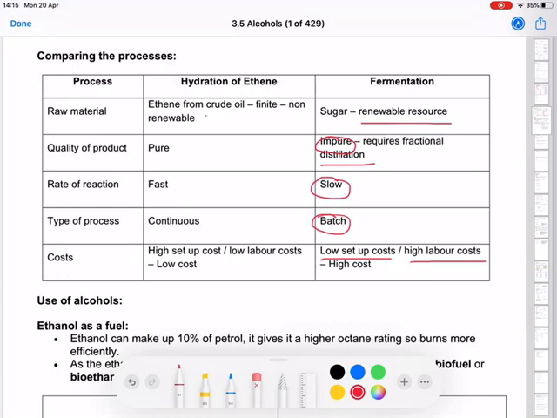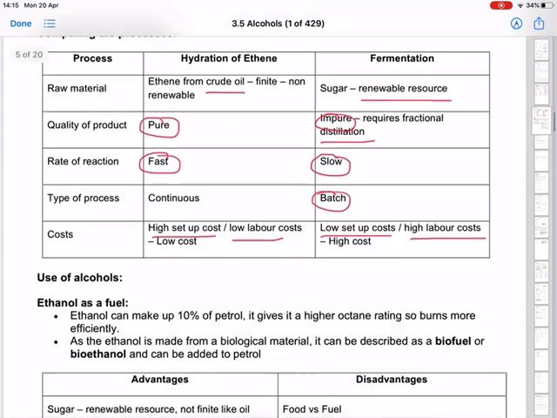The other type, hydration, this comes from crude oil, which means it's not renewable. And of course, therefore, it won't be carbon neutral either. The product is pure because you only get one product, and we can manipulate the rate of the reaction so we can make it quickly. It's done as a continuous process, so there's no need to stop it. However, the setup costs are pretty high, but once it's set up, the labour costs are pretty low.